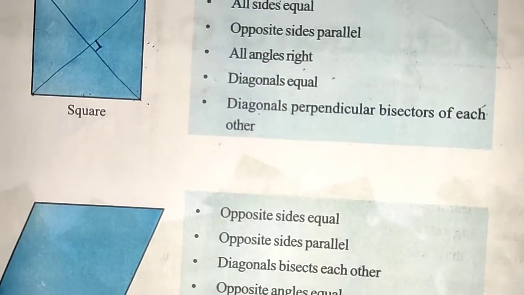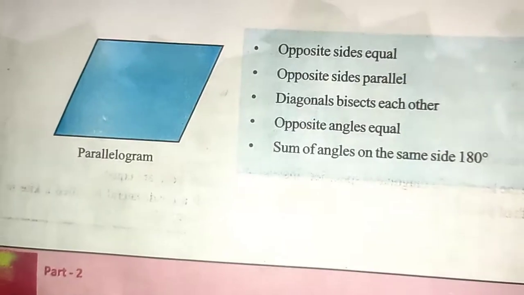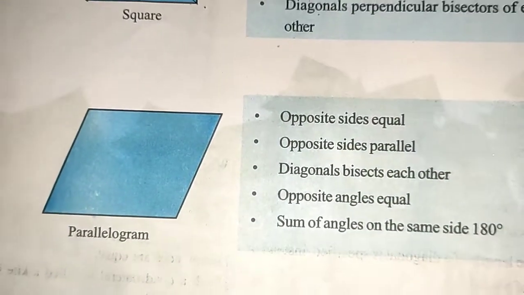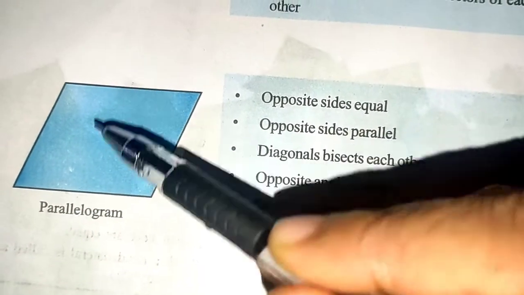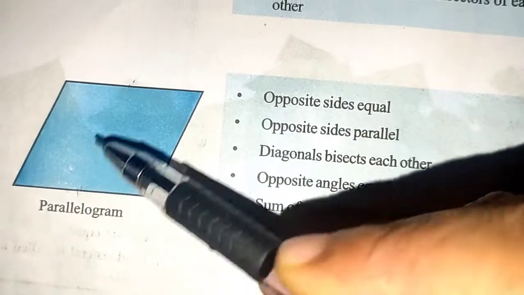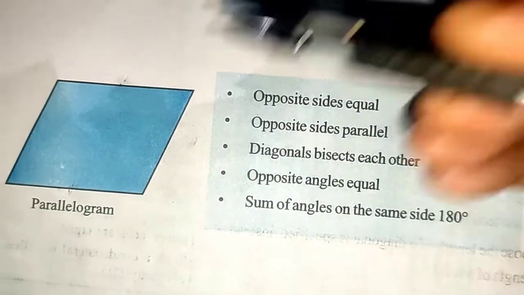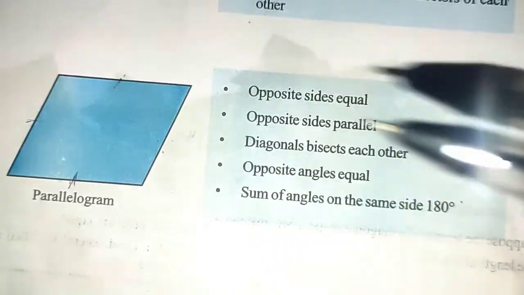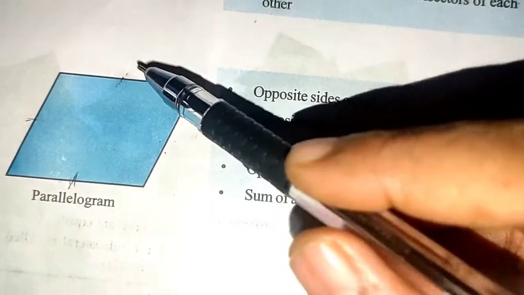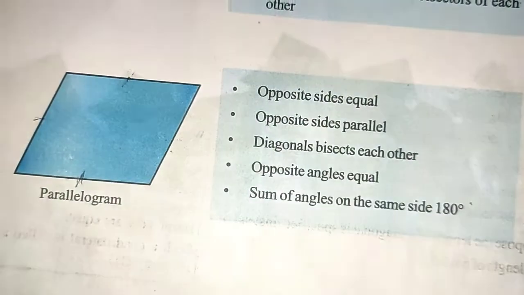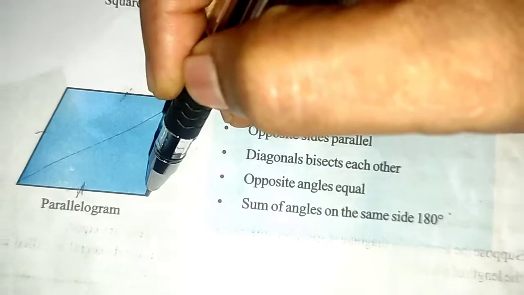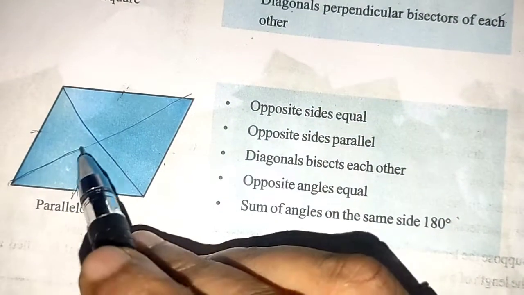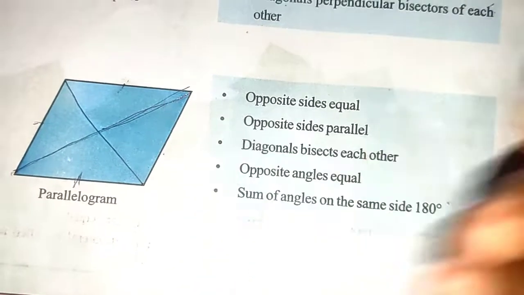bisectors of each other. Then next is parallelogram. What are the specialities of a parallelogram? Here also the opposite sides are equal. This pair of opposite sides are equal, and opposite sides are parallel. So in a parallelogram, opposite sides are equal, opposite sides are parallel. And next is diagonals bisect each other. These two are the diagonals. They bisect each other.